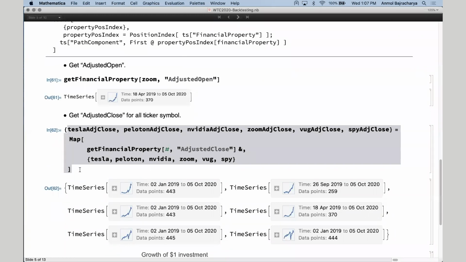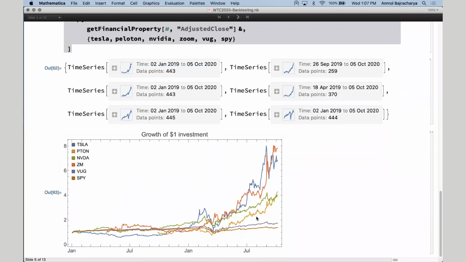all the ticker symbols. And this is the graph. It basically shows you what happens if you invested $1 in each of these tickers, and it will tell you the evolution of the $1 value over time.